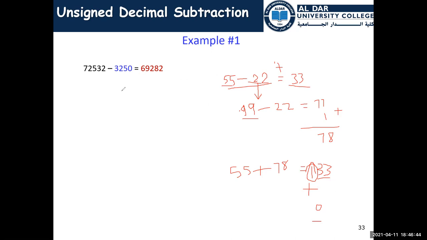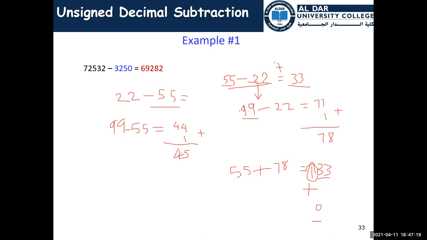What about the opposite? If we want to subtract 55 from 22, okay, what is the result? This should be minus 33. How to do that? We take the complement of 55, we subtract 55 from 99. This means 44. We add 1 to have the tens complement. This is 45.